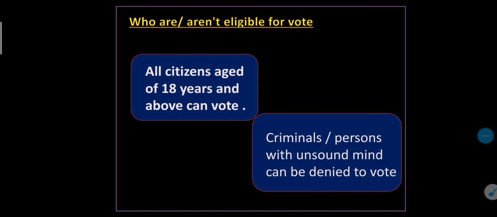So all the voters who are 18 years of age can vote, but criminals or persons of unsound mind are sometimes denied the vote. So you get an idea of who is eligible and who isn't eligible to vote.